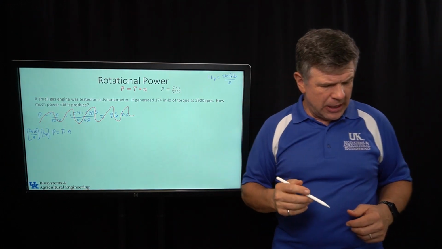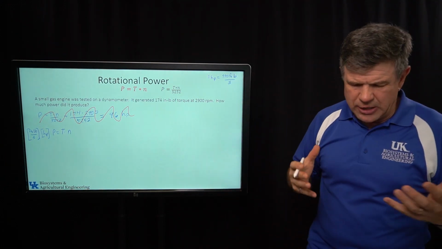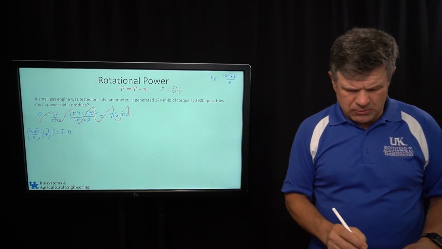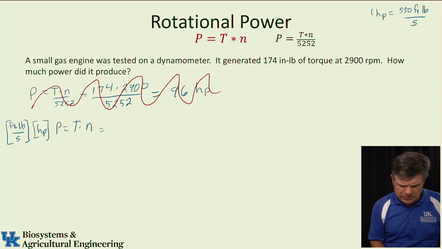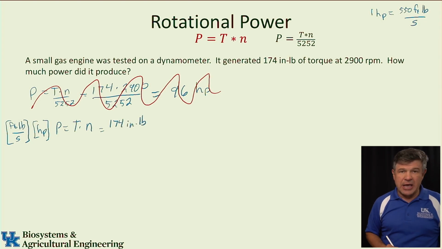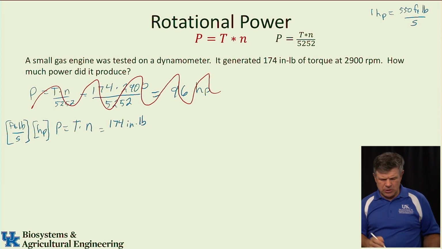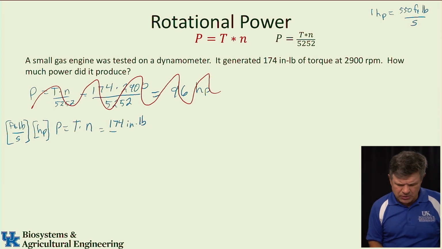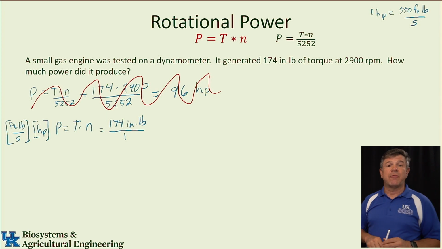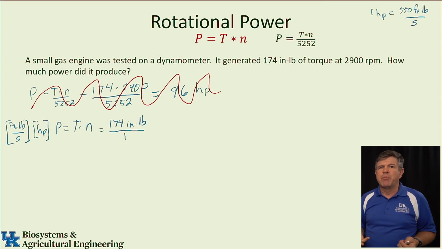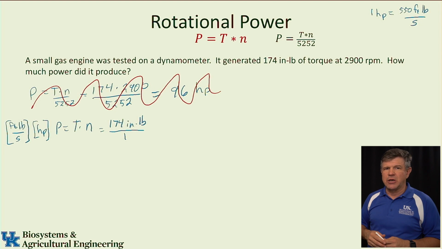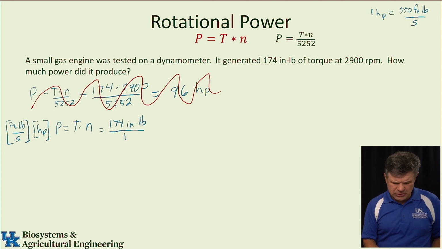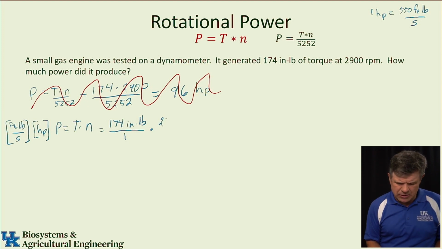Okay, so let's do it. Let's put the numbers in. Power is torque times speed. What is my torque? We said the torque was 174 inch-pounds. There's nothing on the bottom of that, no units, so to keep the fraction I'm going to put that over 1. So I have 174 inch-pounds over 1, and I'm going to multiply that by my speed. What is my speed? Speed up there says 2,900.